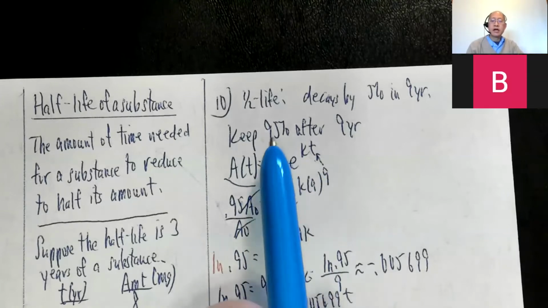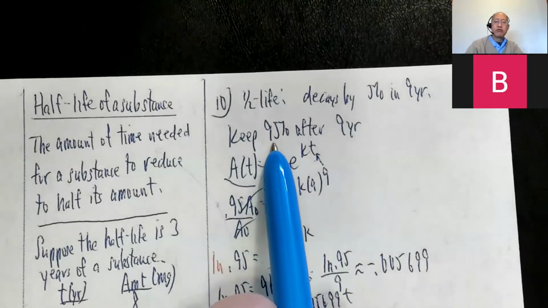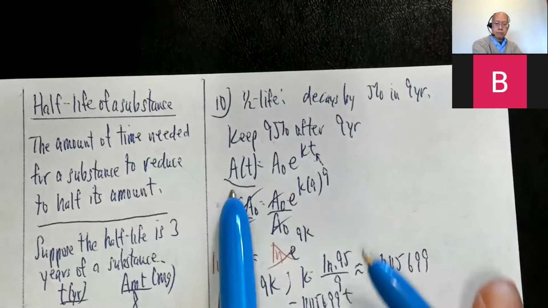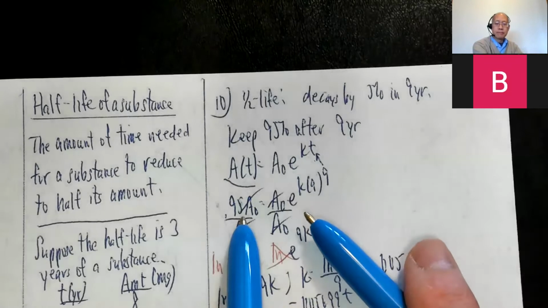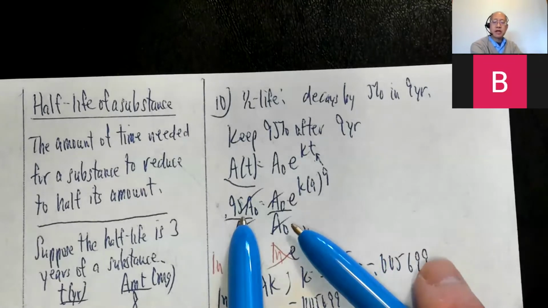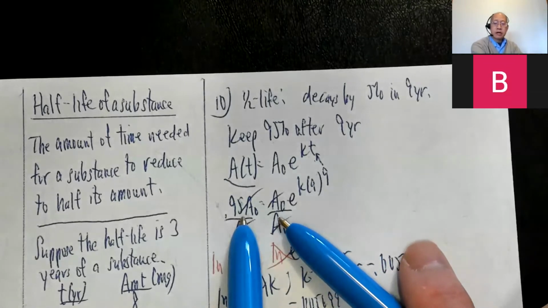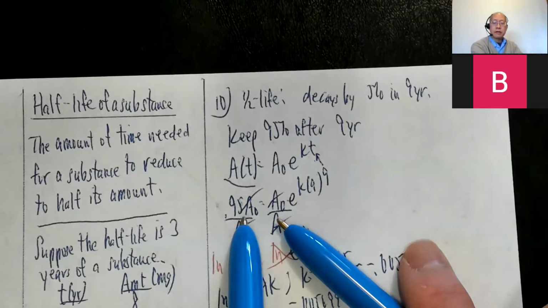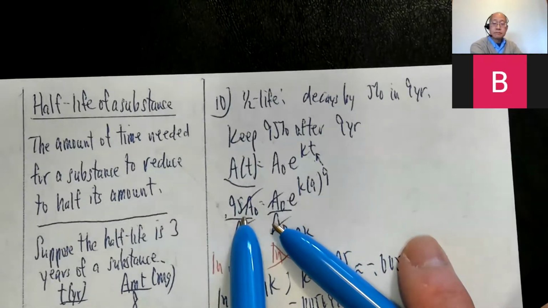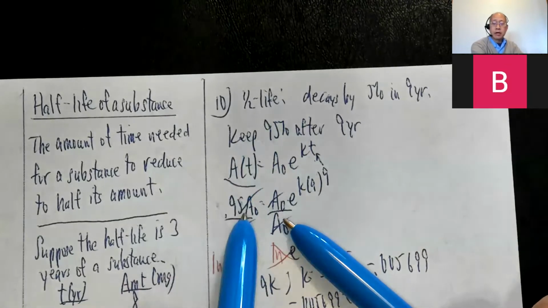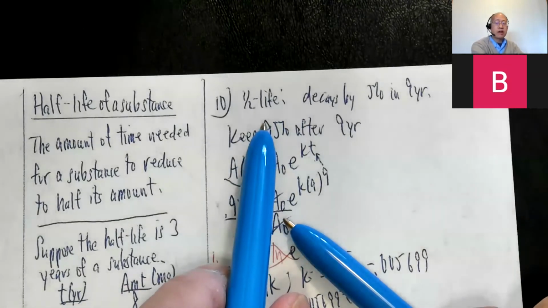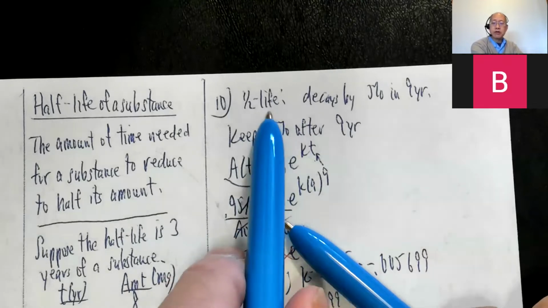And then here's the tricky thing. 95% of the original means I put 0.95 A0 right here. That's 95% of the original. By the way, you say, they don't give me the original amount. That's true. You don't need it. This can be done irrespective of the initial amount. So you could start off with 1 gram, you could start off with 1,000,000 tons. The problem would still be the same.